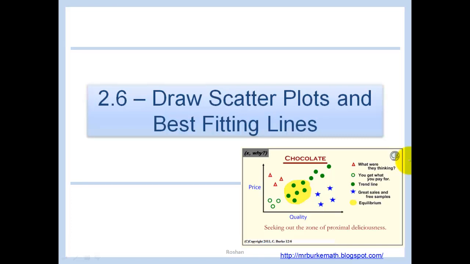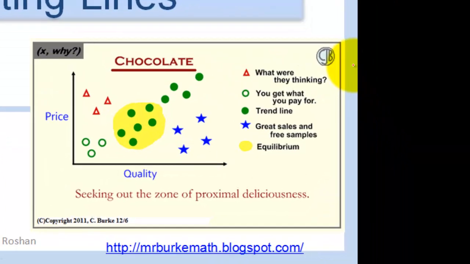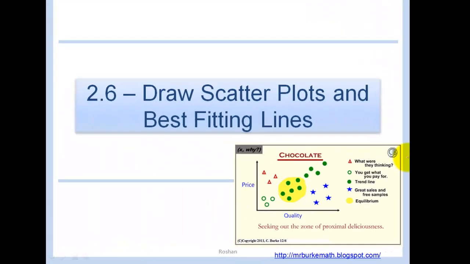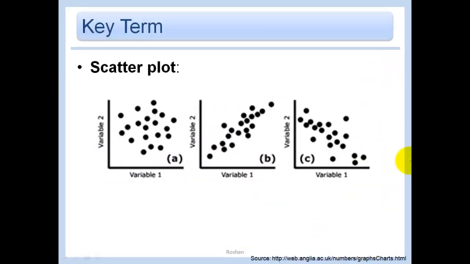2.6, draw scatter plots and best fitting lines. So this is just a cute little comic illustration of a scatter plot, so that's why I put it in. Okay, so here's 3 different scatter plots, and by looking at these, we can see the correlation between the x and y coordinates that are graphed.